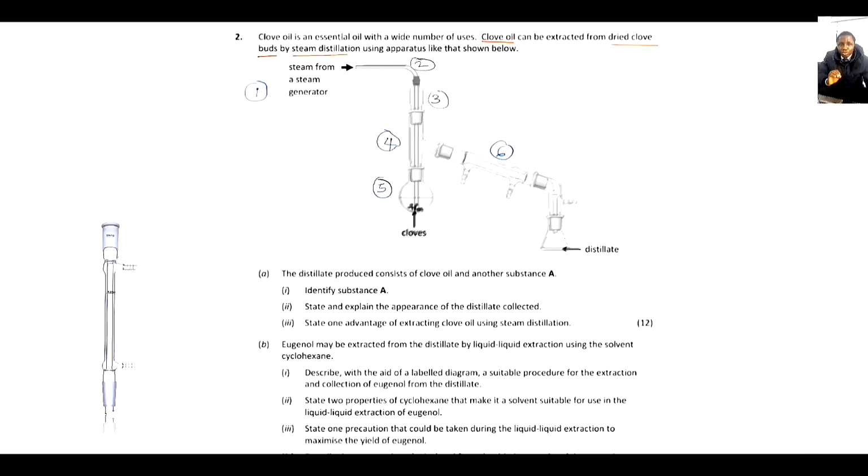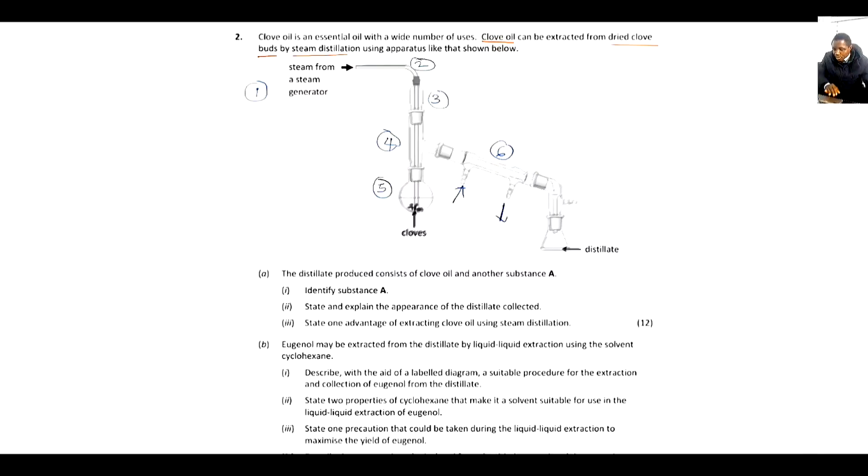The condenser helps to maintain the level of water that is being used in heating up the cloves here. What the condenser does is cool down the experiment. This condenser, which is number six, has the water inlet and the water outlet. This is where the water comes in, and it's going to be connected to a hose connected to the tap. This one takes the water back to the sink.